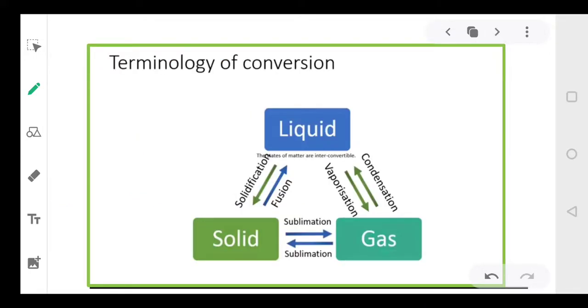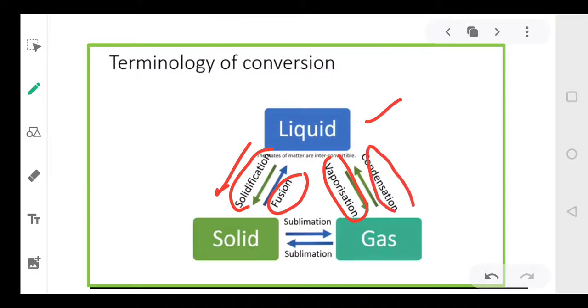So we'll come to this. If we change solid to liquid, we call this process fusion. If we change liquid to gas, we call it vaporization. Liquid back to solid is solidification. Okay, gas back to liquid is condensation. And this process, solid directly into gas or gas directly into solid, is called sublimation. So this diagram is again very, very important.